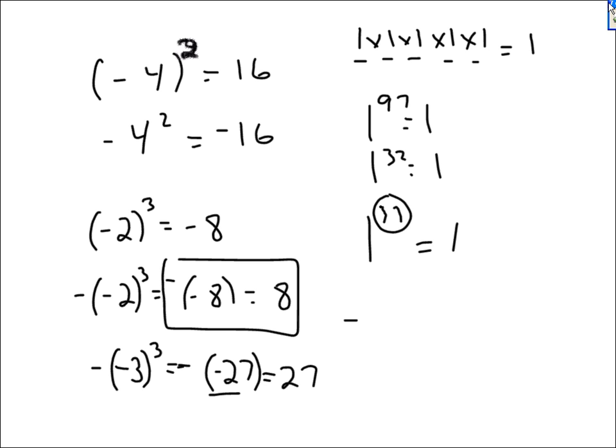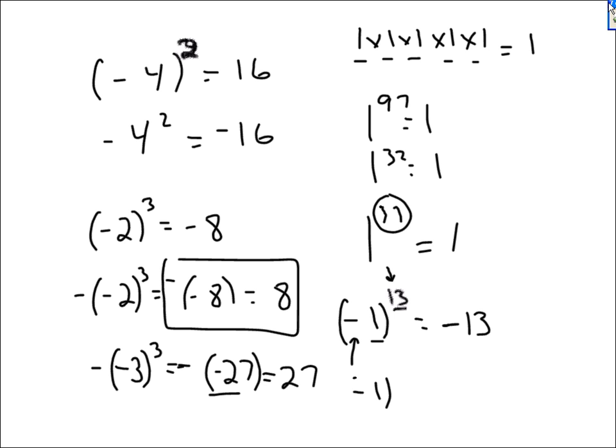But what if the base is -1, and -1 to the 13? That is, you're going to be multiplying -1 times -1, 13 times. That is, you're multiplying a negative number by itself an odd number of times. That's negative. Do the sign first. It's negative. And then 1 to the 13 is 13. The final answer is -13.